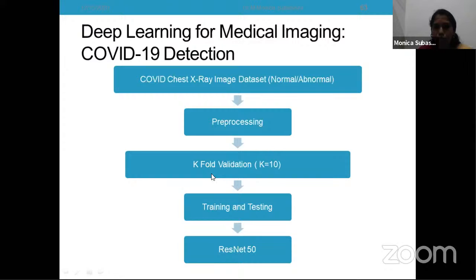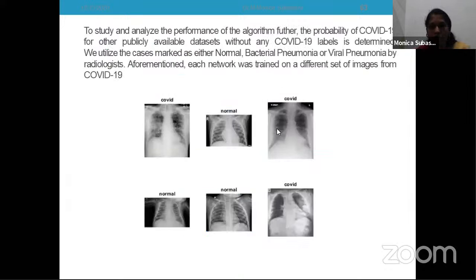Pre-processing, K-fold validation, training and testing. Finally, for the deep learning network, ResNet 50 is one type of network which is applied for this particular problem statement. This is one methodology. It is not necessary that they follow the same methodology. There are different methodologies. I'm just giving you an example. What are the areas where deep learning is applied? So here you can see the data set.